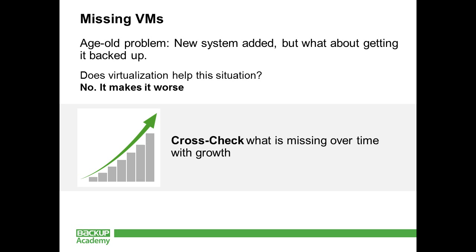So really we have two ways to address this problem. The first is automatically backing up virtual machines, and then the second is to really have a report or some sort of manageability tool that will tell us what is missing over time.